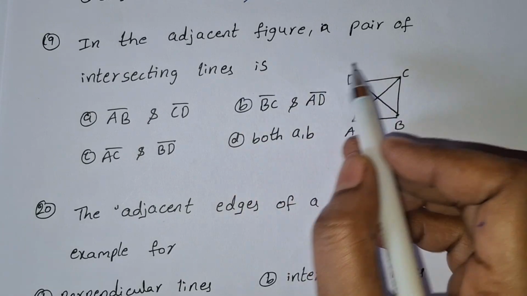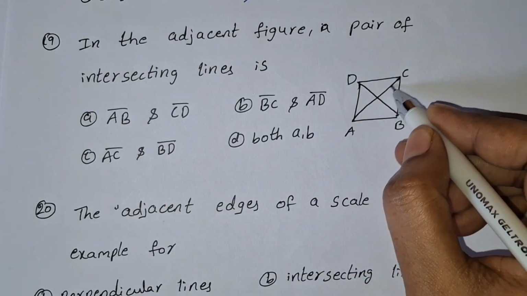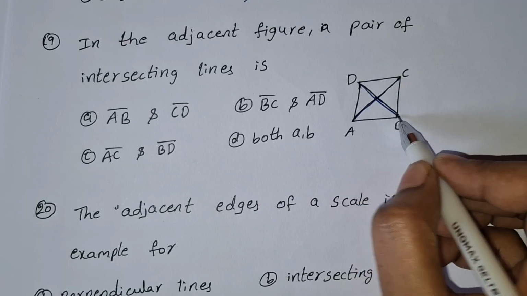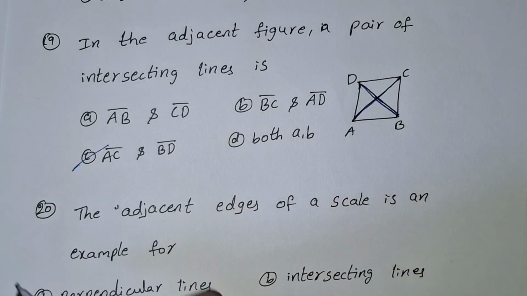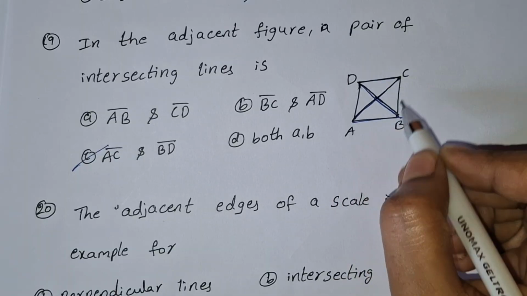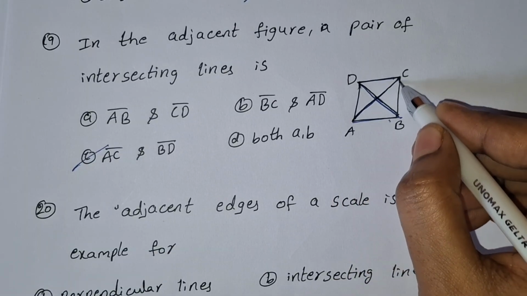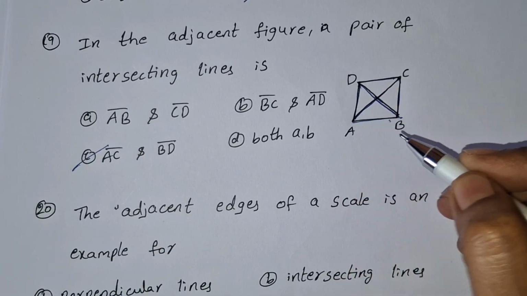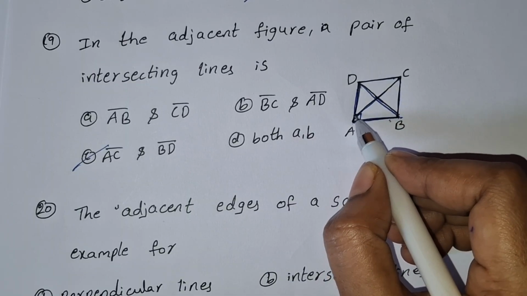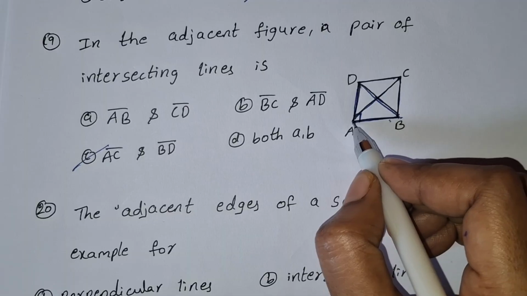In the adjacent figure, a pair of intersecting lines is. Here these two lines are intersecting. So AC and BD are intersecting lines. Option C. And also here AB and CD are parallel lines. BC and AD are also parallel lines. And here AB and AD are intersecting at right angle. So AB and AD are perpendicular lines.